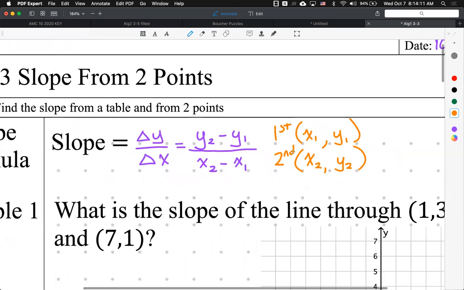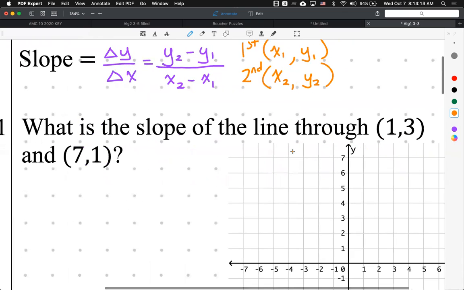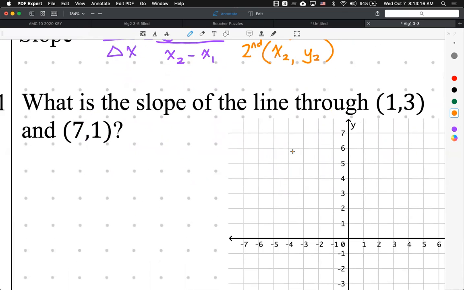All right, let's look at example number 1. What is the slope of the line passing through these two points? I have 1, 3, and 7, 1. So first, oh yeah, what's up? You already figured it out? Dang it. Okay, so fast.